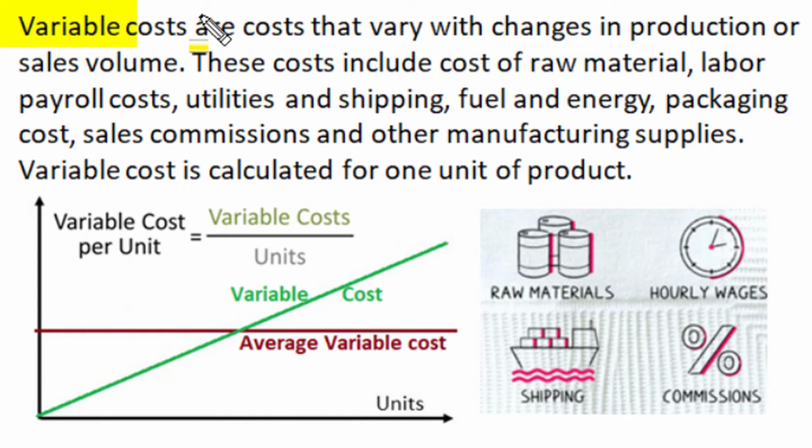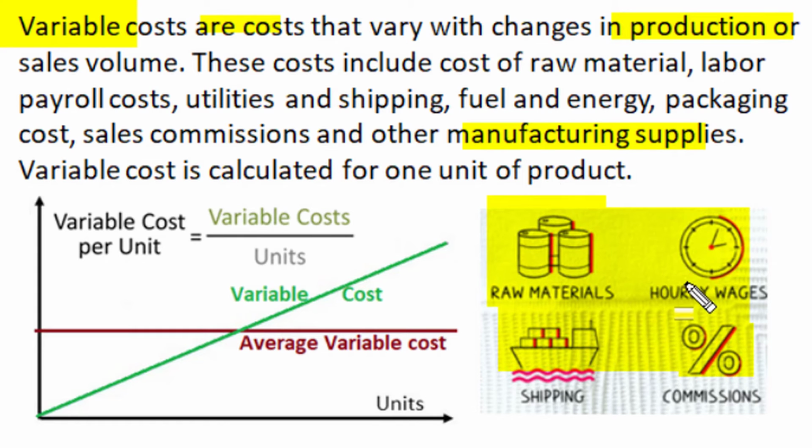Total variable costs are those cost components that vary with the change in production quantity or sales volume. The total variable cost will include the cost of raw material or labor payroll cost that is used directly in production activity. The cost of utilities and shipping charges are also dependent on our production volume. The fuel, energy, packaging cost, and the sales commission given to different agencies all depend upon the amount of production or quantity of sales volume. Some manufacturing supplies also depend upon the quantum of production activity.